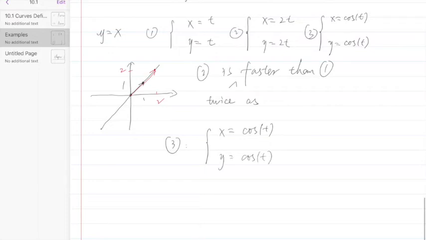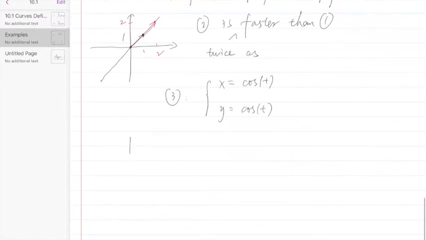This one's even more interesting. Okay, let's think about it. Number one, we all know -1 is less than or equal to cosine t and less than or equal to 1. That means even though this one travels on the trajectory y equals x, it never goes beyond horizontally to here and vertically from here to here. It never goes beyond that. So you're only talking about a part of the trajectory.